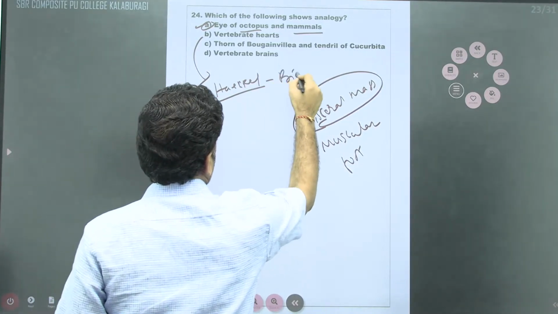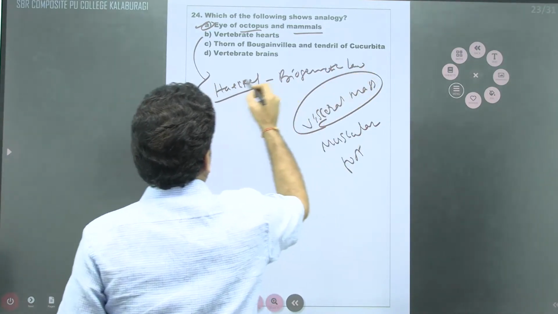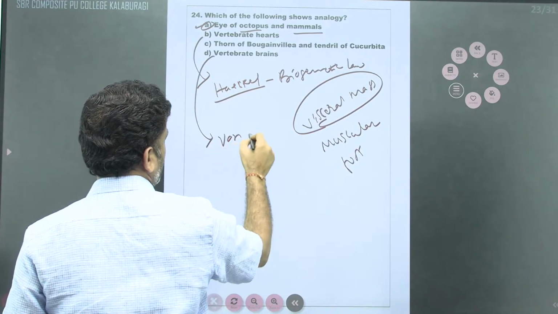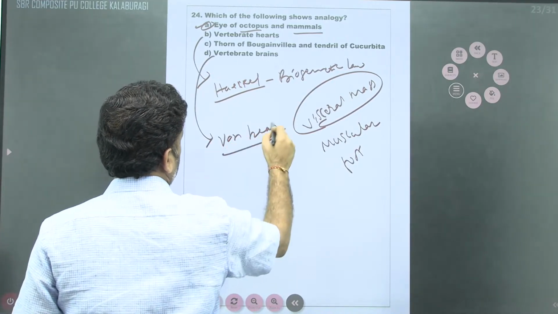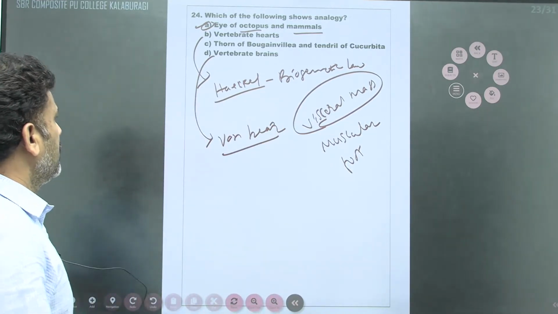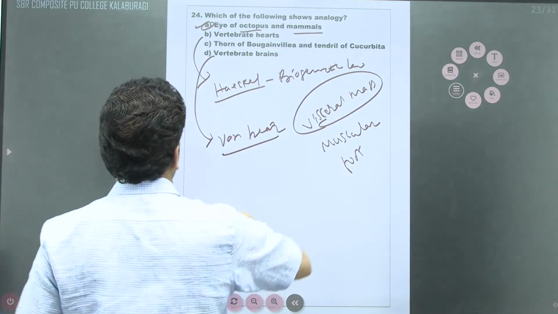Explains about the biogenetic law. The vertebrate brains, as explained by Von Baer, also provide evidence for organic evolution. So that's why the option is the first one.